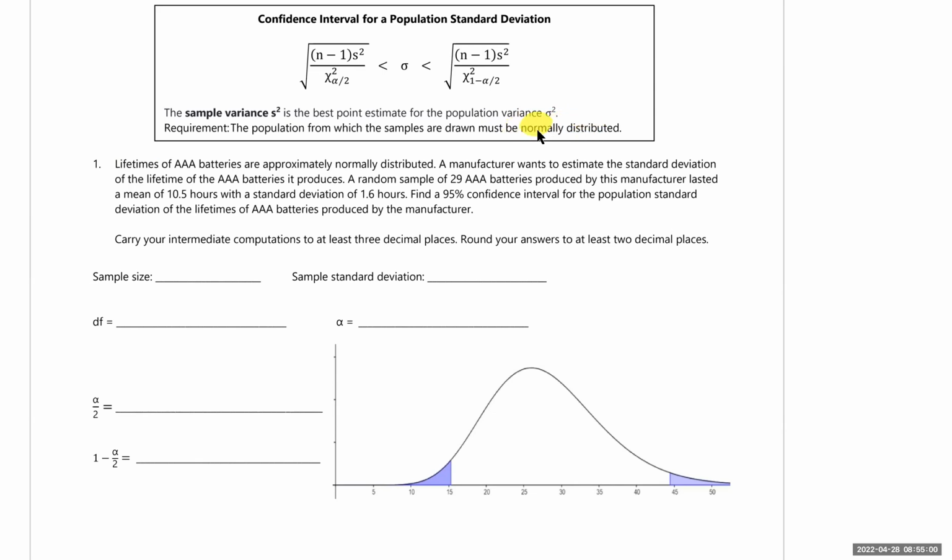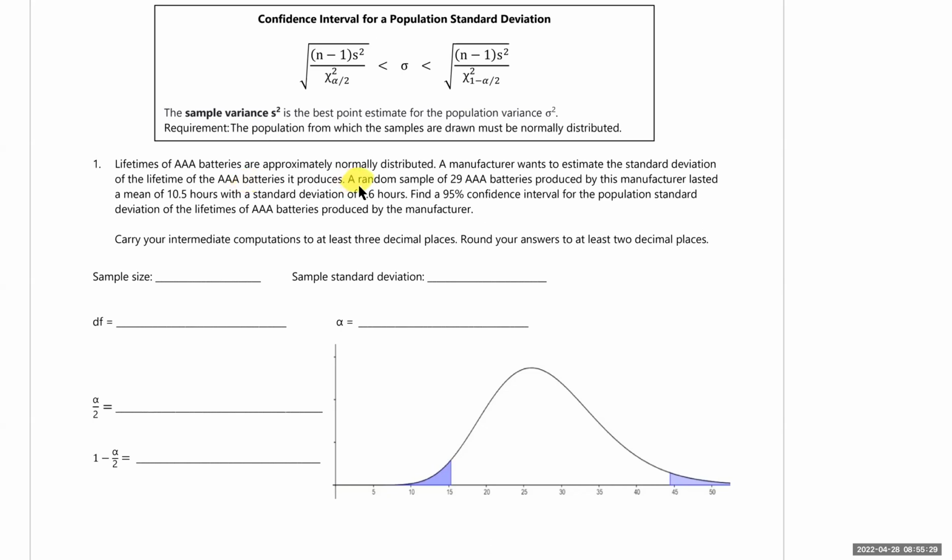And though we could study the actual lifetimes of batteries, that's not what we're interested in here. Here we're interested in how much do these lifetimes vary. So are they a consistent product, or is there variation in how long the batteries are lasting? So that's what we want to find out. So a manufacturer wants to estimate the standard deviation. So that's variation in batteries, standard deviation of the lifetime of AAA batteries.